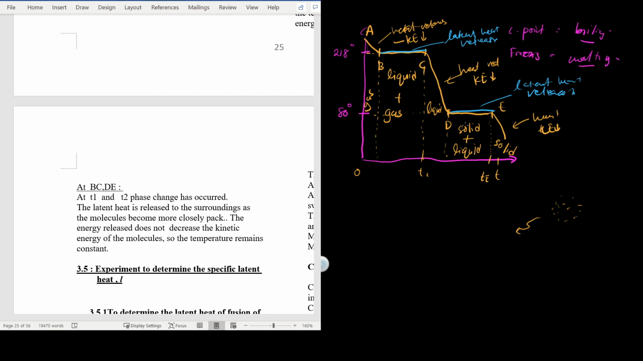And then what will happen? The atoms or molecules don't have enough energy to overcome the force of attraction between them. So the energy released does not decrease the kinetic energy. Here there is no change in kinetic energy, so the temperature remains constant. That's why we have a flat line.